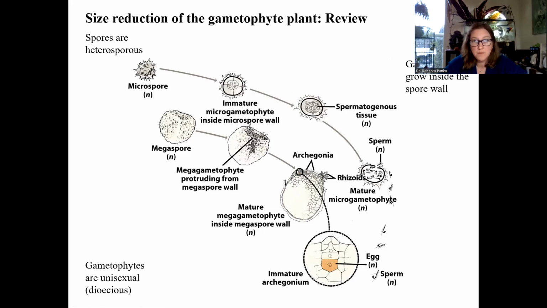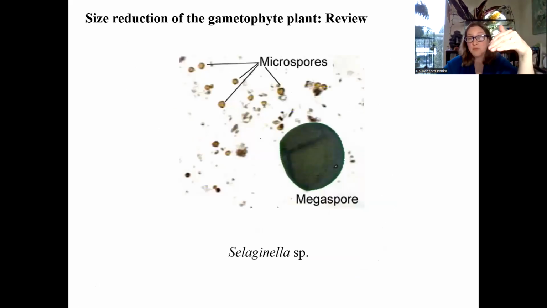Let's move here. The whole point we're talking about this is because of the size reduction of the gametophyte plant. If we look at microspores and megaspores under the microscope slide, microspores are super, super small. Each of them contains one antheridium. Megaspores are still very small, slightly bigger than the microspores. Each of those megaspores contains one female gametophyte plant.